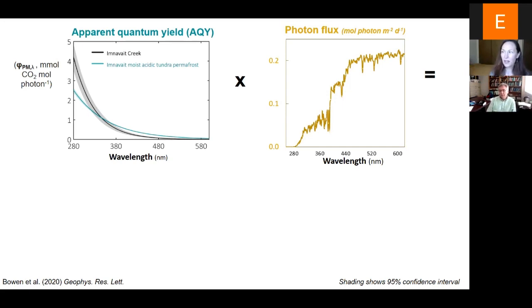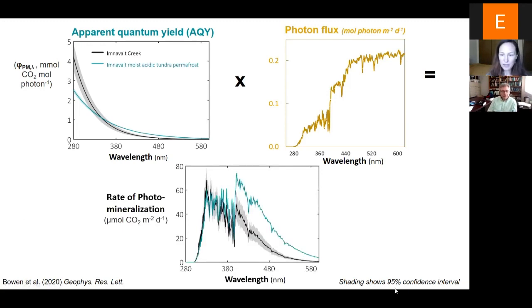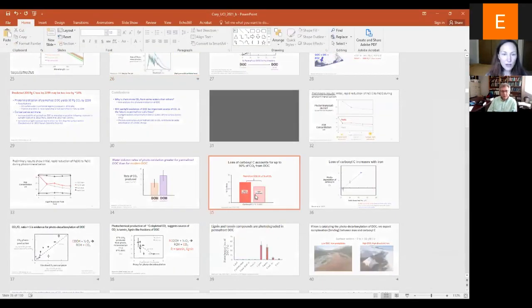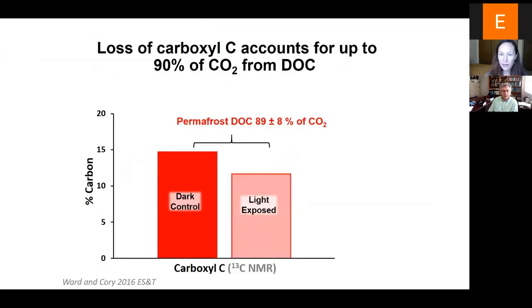The second part is that it could be a chemistry issue, or real chemistry here. One of the things that we found, when we measured the loss of carboxyl carbon by C13 NMR, is that for permafrost DOC, it can account for about 90% of the CO2 produced.